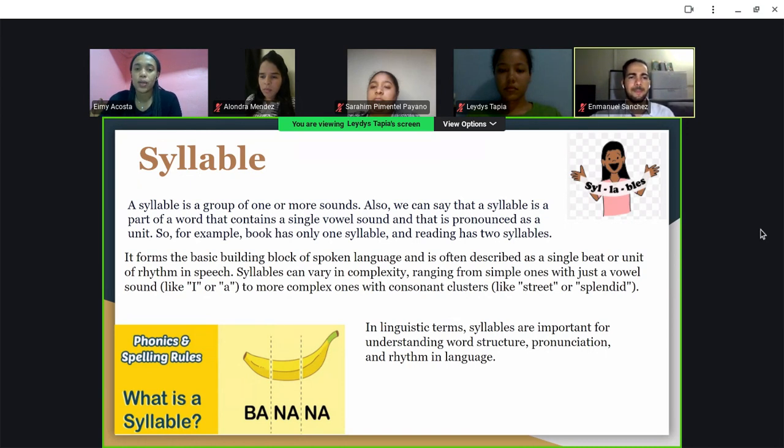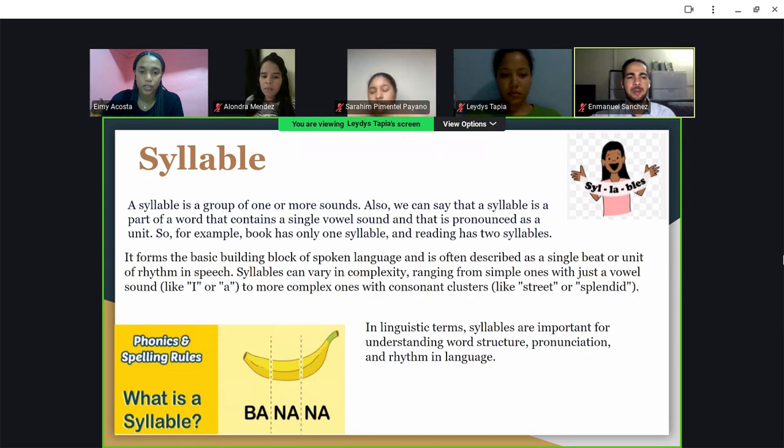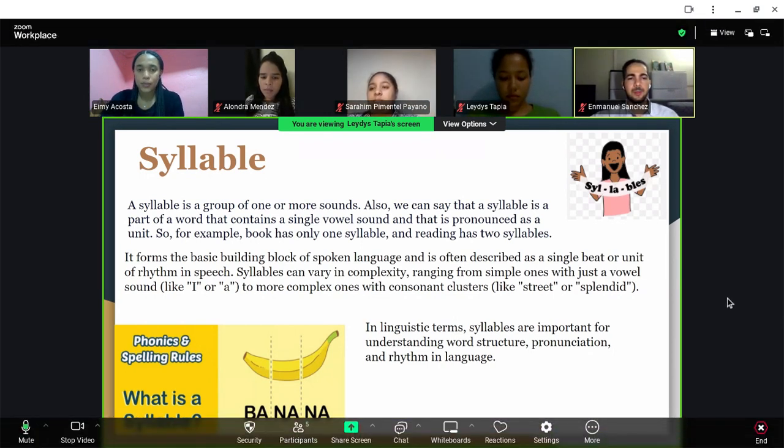We can say as well that in linguistic terms, syllables are important for understanding word structure, pronunciation, and reading in language. As you can see here, we have an example of a syllable division, like banana.